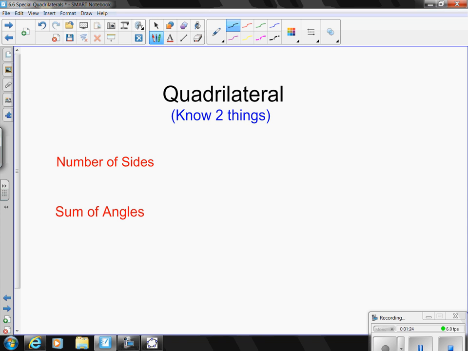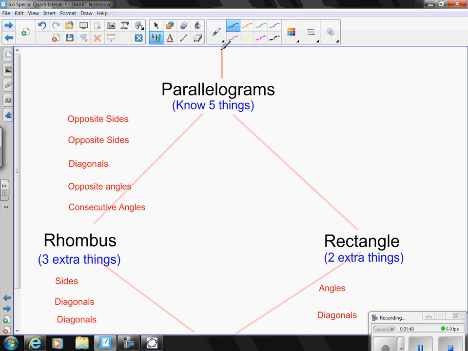So in general, for a quadrilateral we know two things. The number of sides is 4 sides, and we also know that the sum of the angles is 360 degrees. So from quadrilaterals, down the middle, we had parallelograms.